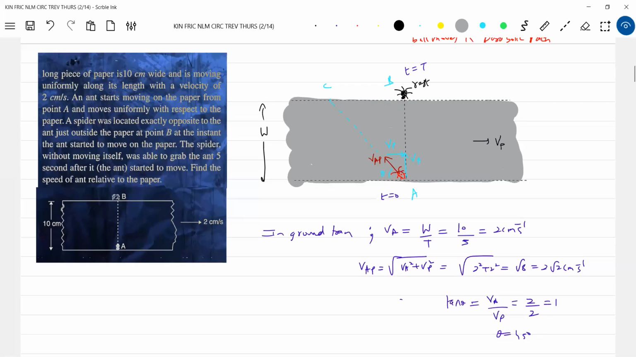Problem is simple. Riverboat concept is what should be applied here. One piece of information we have is the time taken to move from A to B. In the ground frame, I'm able to calculate the speed of the ant. So this will be the path of the ant with respect to ground. You ask the ant with respect to paper, it is moving like this. After some time, this particular point will land here. The paper will be moving here. The point itself will be available here.